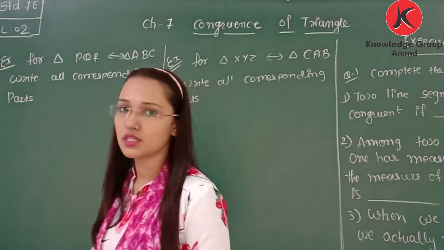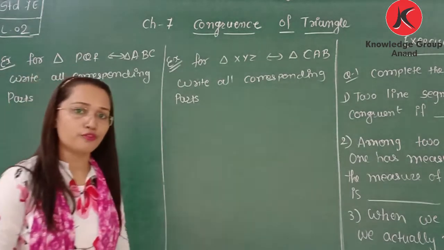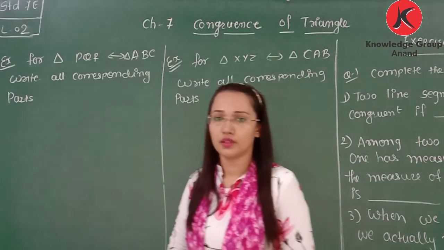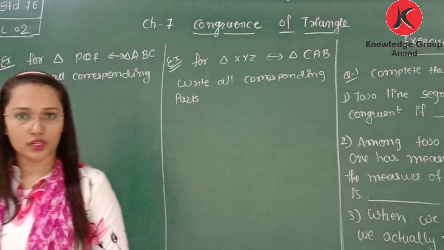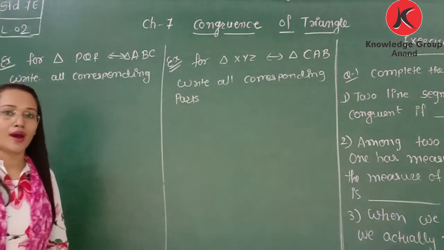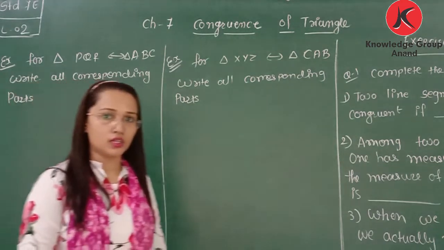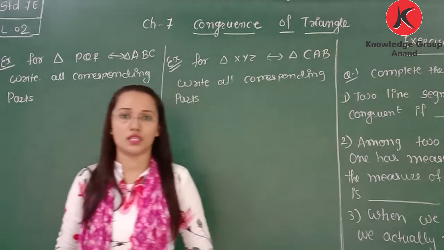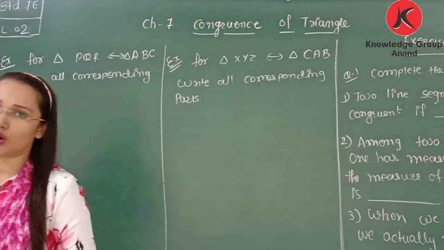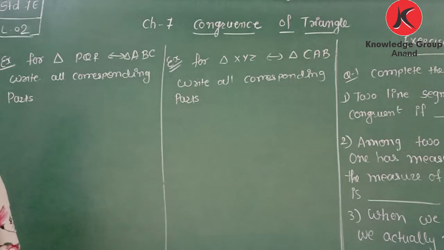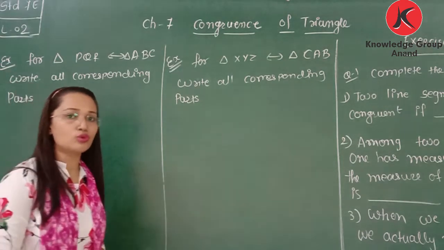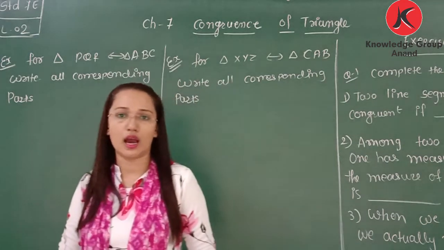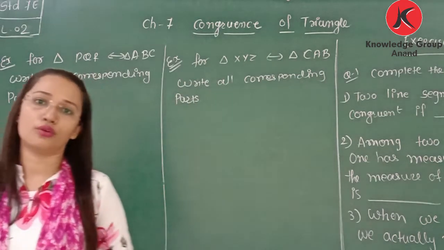What is congruence? Congruency means if two figures are exactly the same size and shape, then they are called congruent figures. Then we learn about congruent plane figures. You can draw any shape, and if two shapes are of the same size, then they are called congruent plane figures. If we take line segments, if two lines are of exactly the same size, meaning their lengths are the same, then they are called congruent lines.